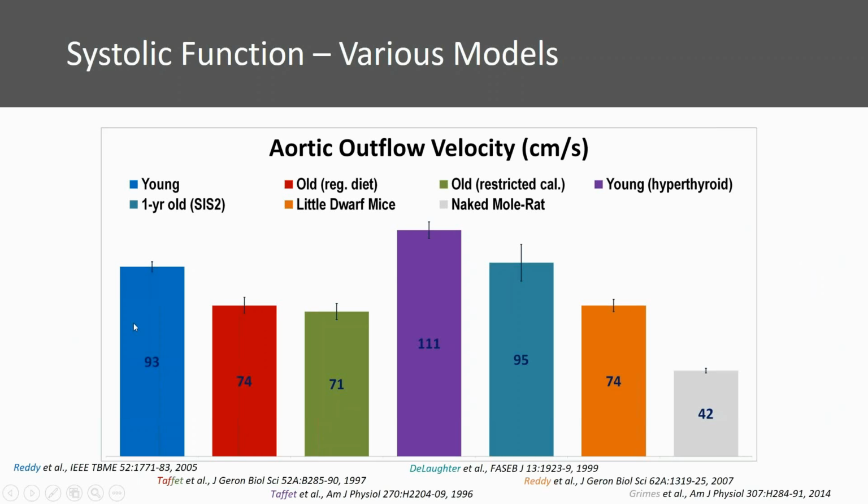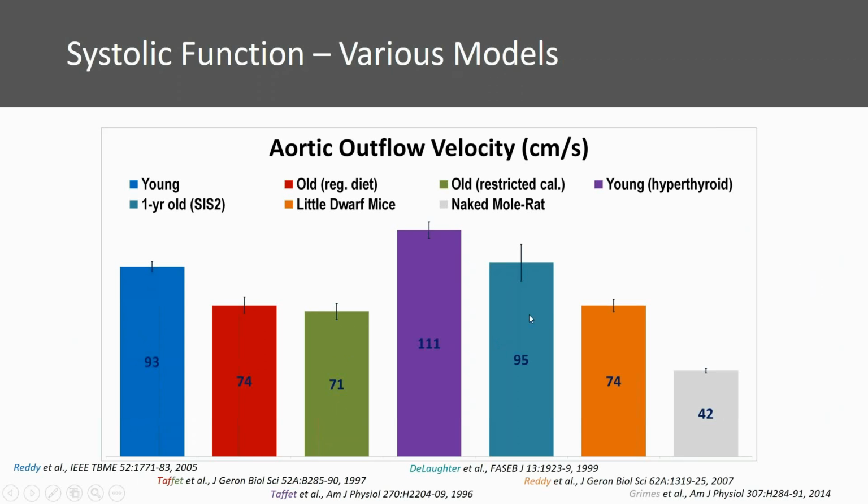As mice begin to age, here we have young and older mice, we see that the velocity slows down. Also of note here is that with calorie restriction, this diet does not help to prevent the decrease in flow velocity or decrease in systolic cardiac function. Let's keep this in mind for a few slides from now.